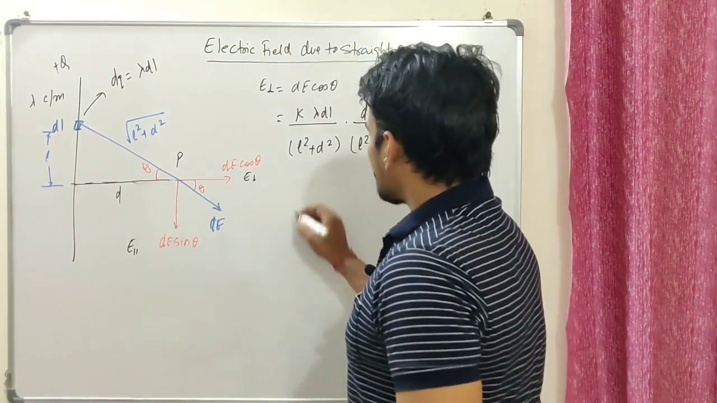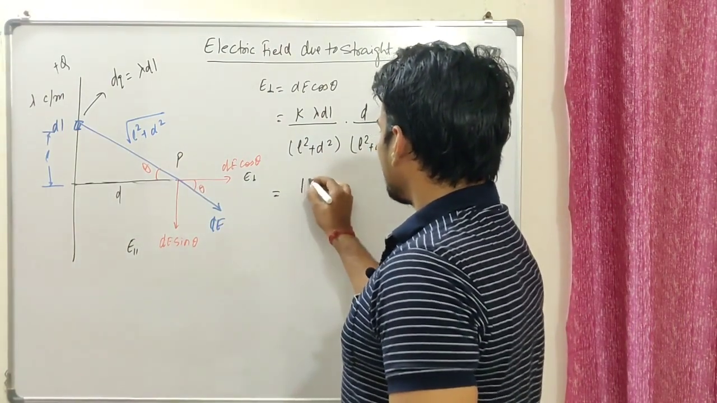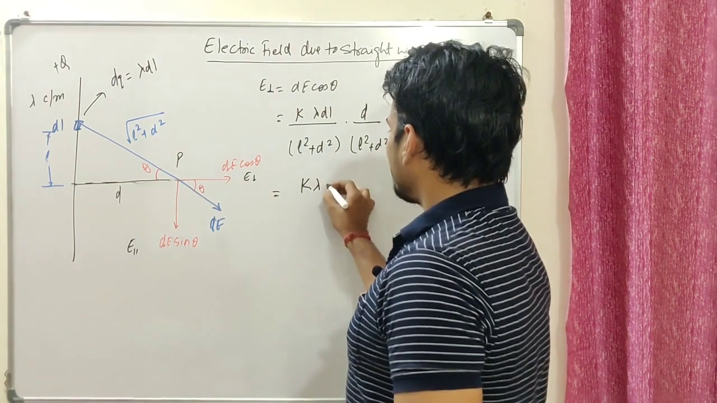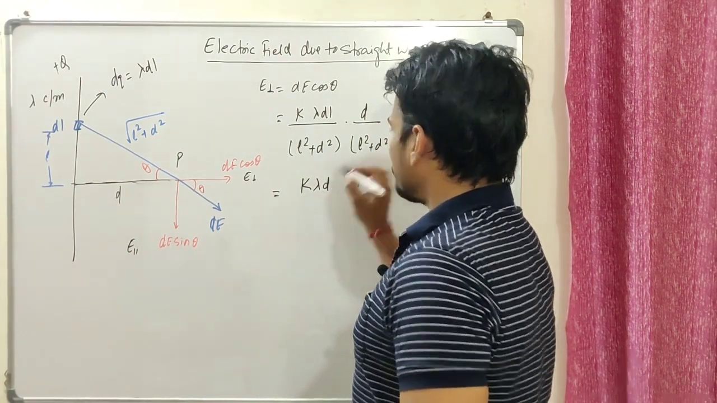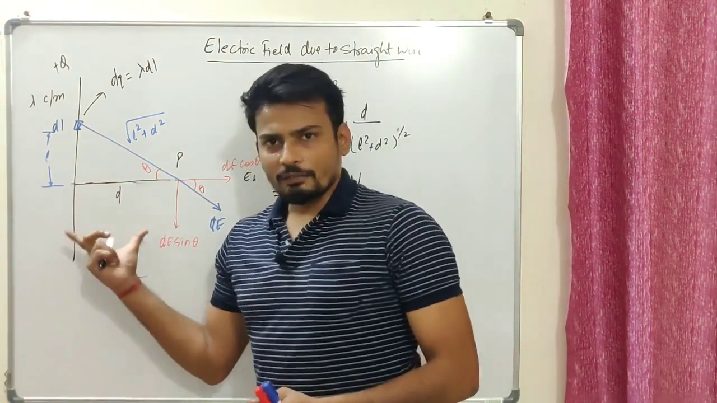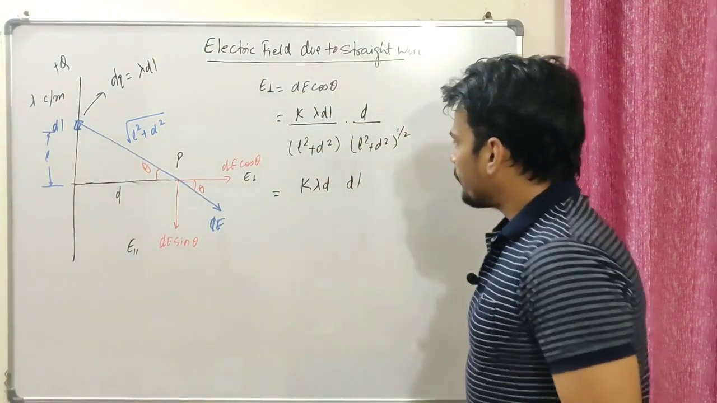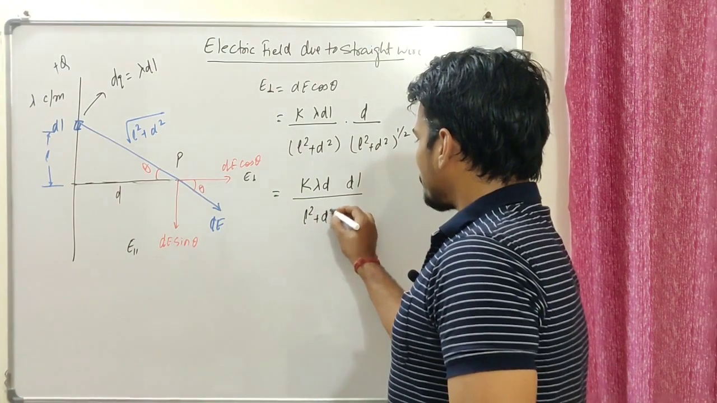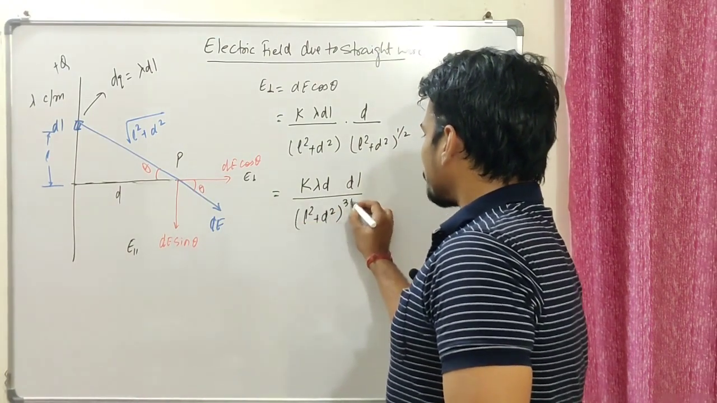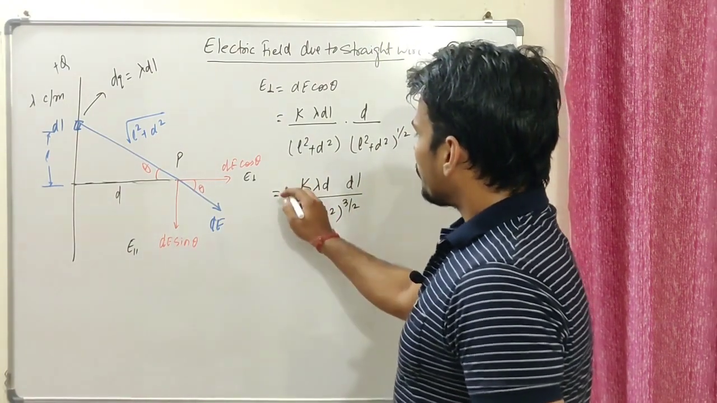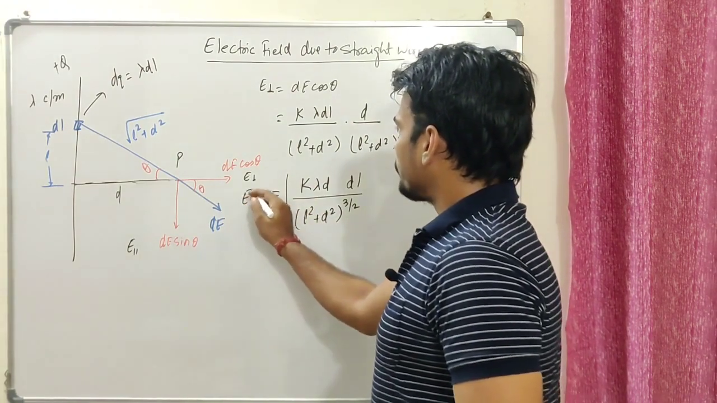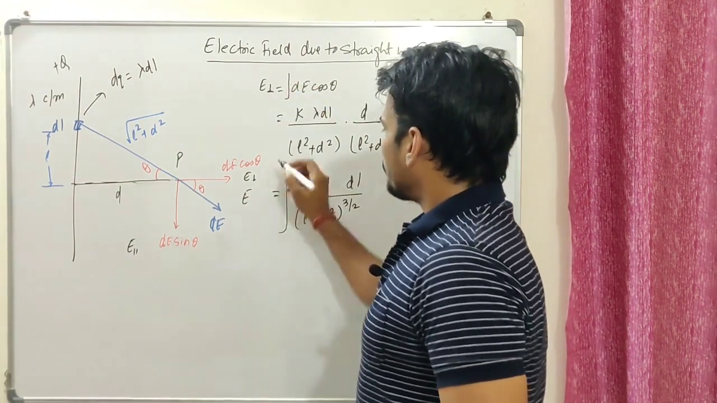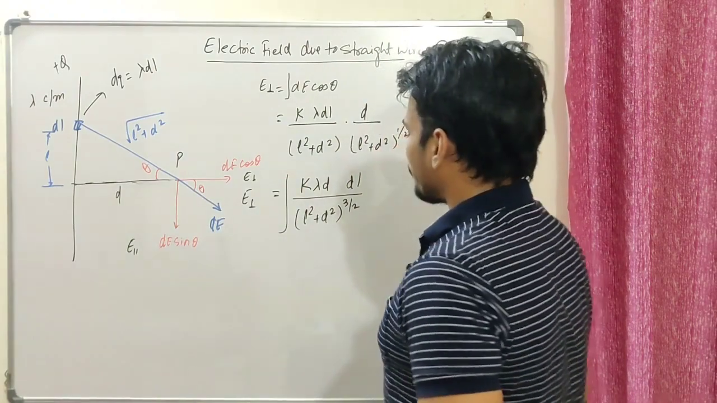Alright then, let's do some simplifications over here. I'll be having K lambda D dl, because D is a constant, right? It is not a variable over here. K lambda D dl, and the denominator will be L square plus D square to the power of 3 by 2. Now if I want to know the E perpendicular, let me put the integration over here. So E perpendicular should be the integration of this.